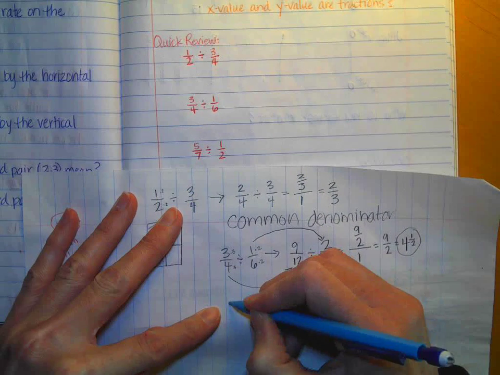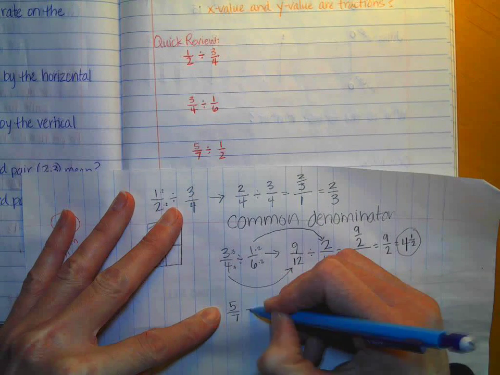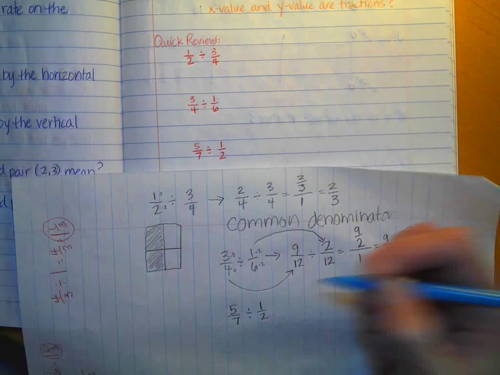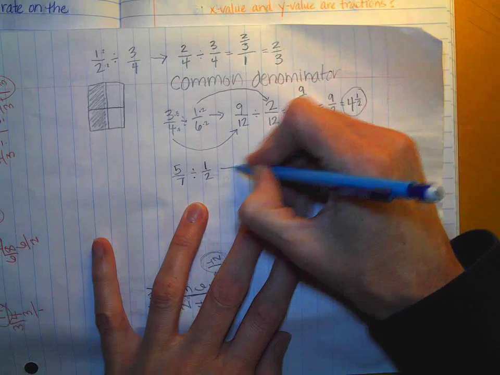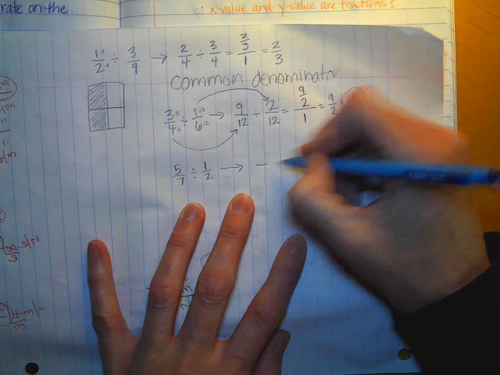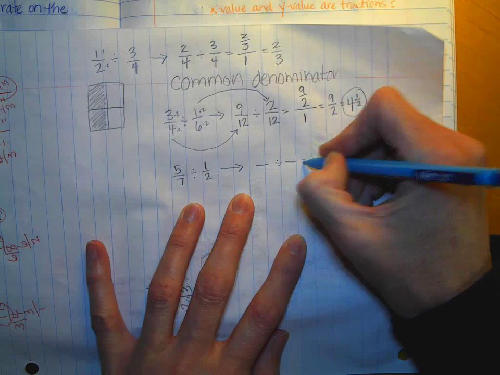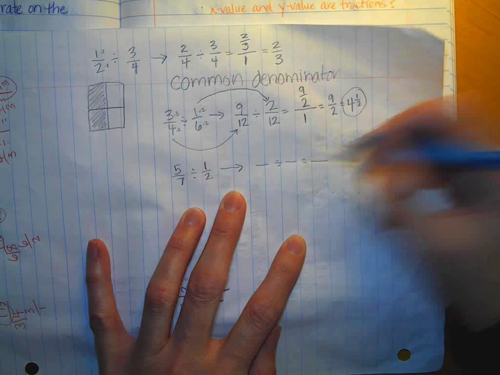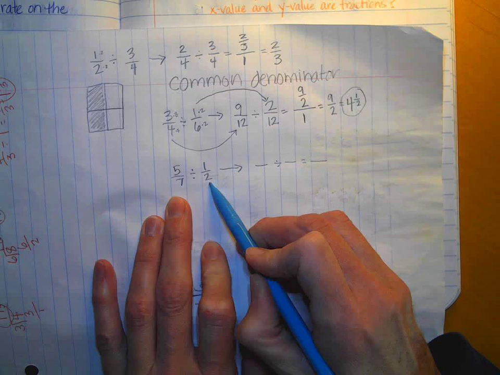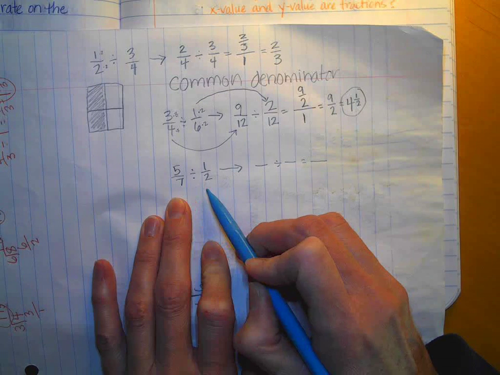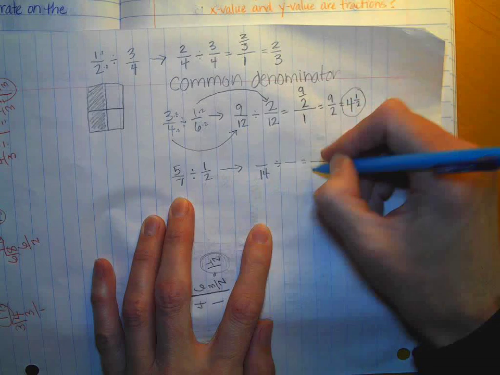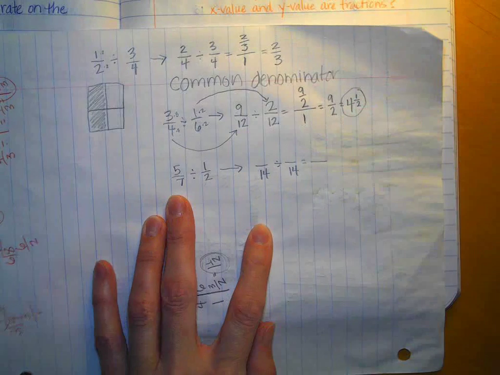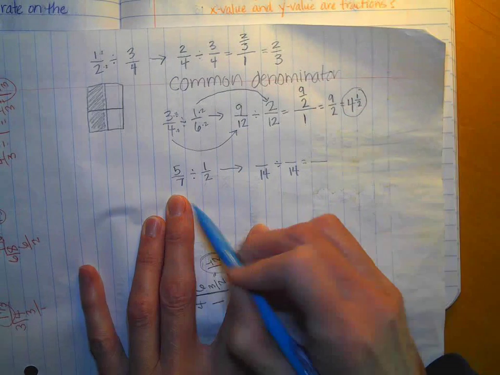Okay, I'm going to move this up so you can see my paper. So we have 5/7 divided by 1/2 this time. Okay, so remember our job. We're looking for a common denominator. So we come over here, we need a blank, divided by blank equals that. Okay, so here we go. What is a common denominator between 7 and 2? I'm thinking 14. Nice. Hope you did too. Okay, so 14 is the common denominator.